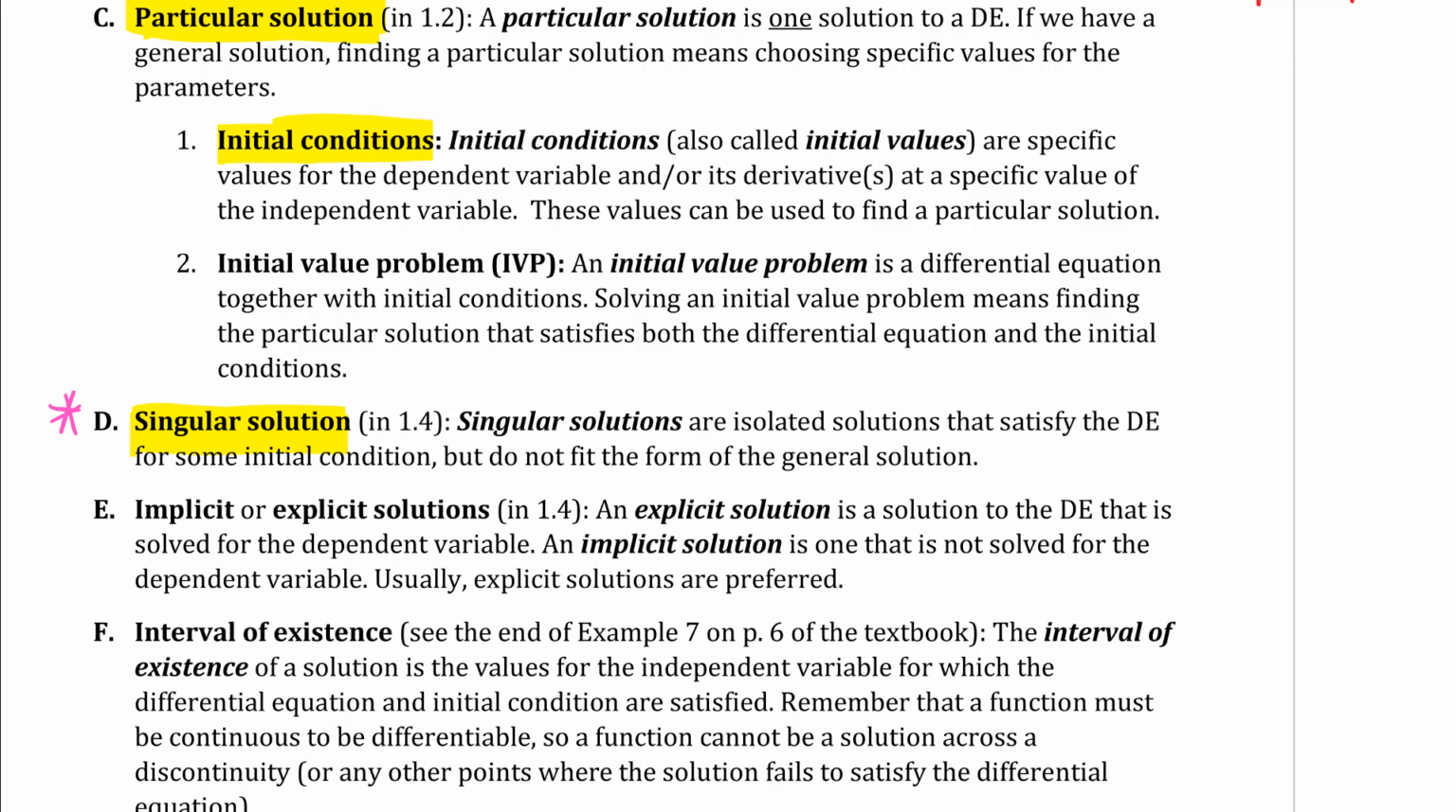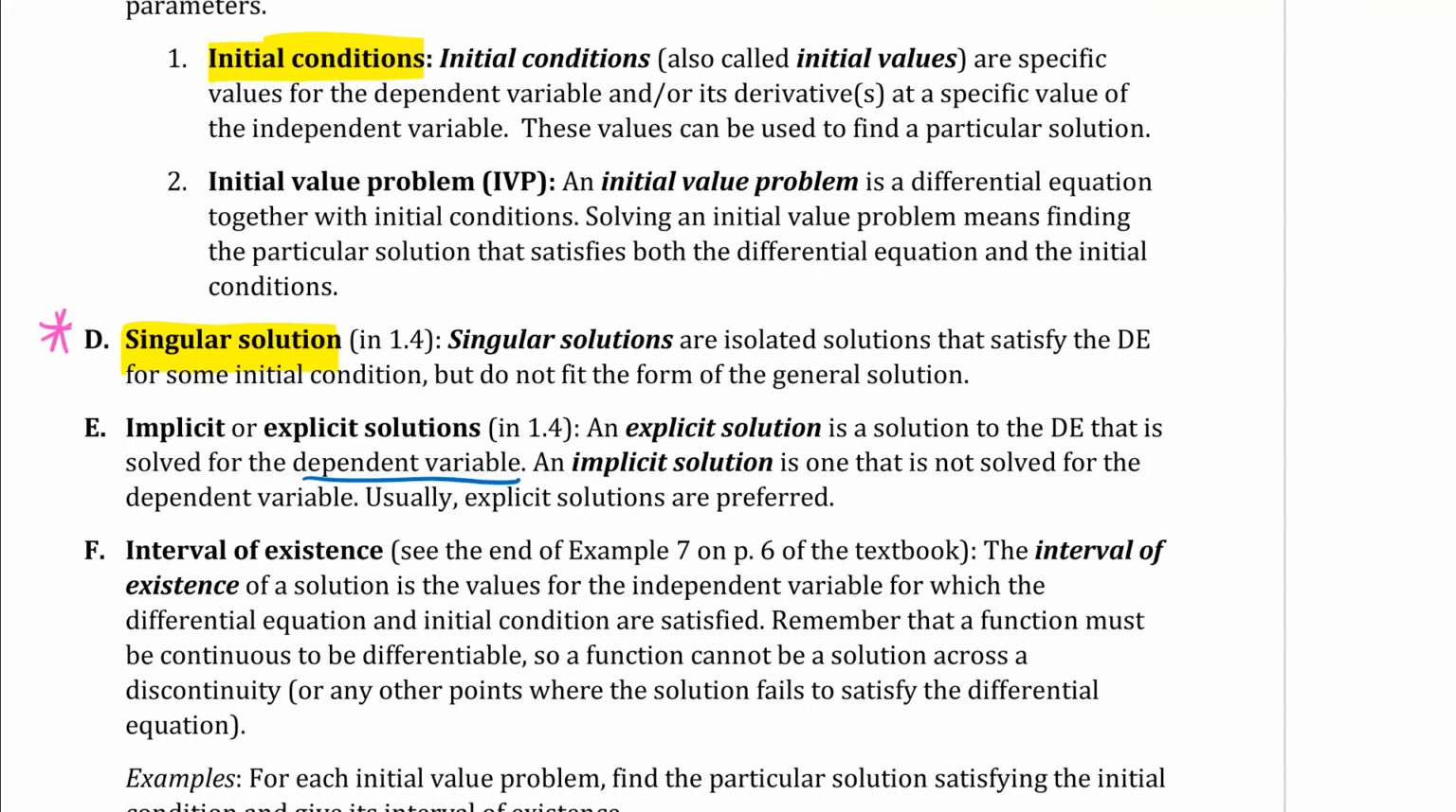When you talk about solutions to differential equations, you're sometimes asked in the homework to give your solution in explicit or implicit form, and that's really just kind of the algebra here. It's a solution to the differential equation. Solve for the dependent variable, that's explicit, or if it's not solved for the dependent variable, then implicit. So generally we want explicit ones if we can get them.